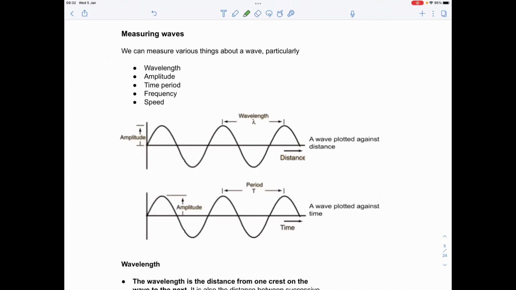When we're studying waves, there are various quantities relating to the wave that we can measure, and the main ones are listed here. So we have the wavelength, the amplitude, the time period of the wave, the frequency of the wave, and its speed. And I'm going to just very quickly define each one and show you what each one represents on a wave and how to measure them.